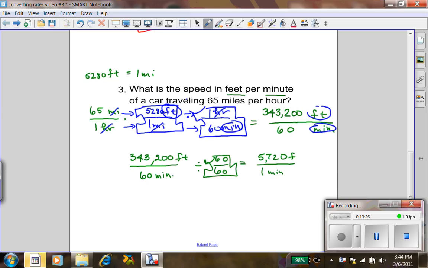feet in 1 minute. So think about that the next time you're driving along with your parents in the car on the highway and you're going 65 miles per hour. Your car is actually covering 5,720 feet in 1 minute's time. That's a lot.